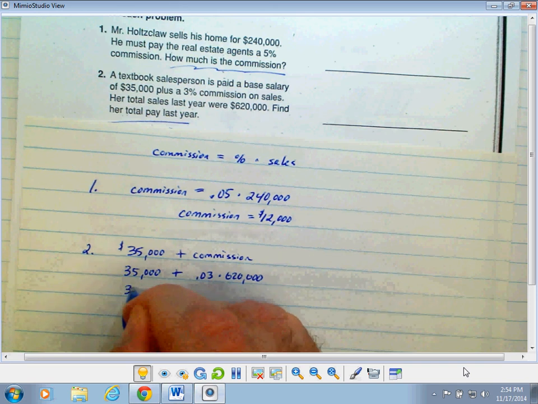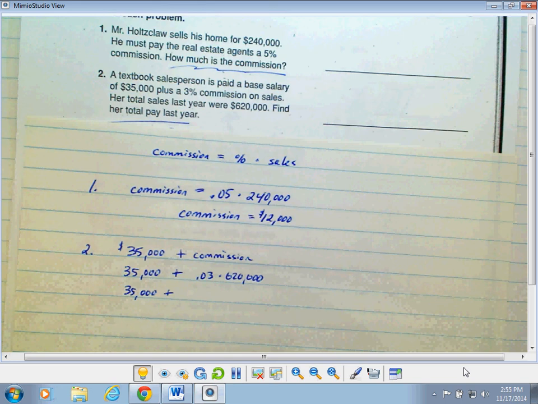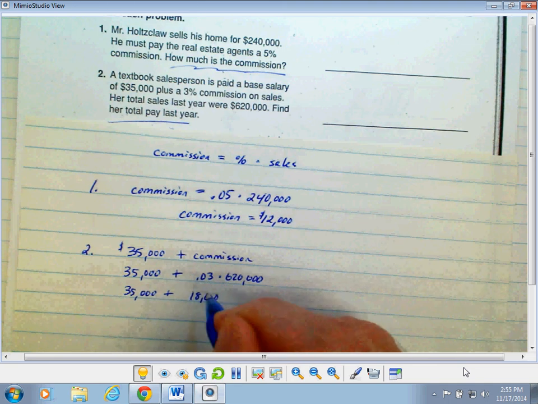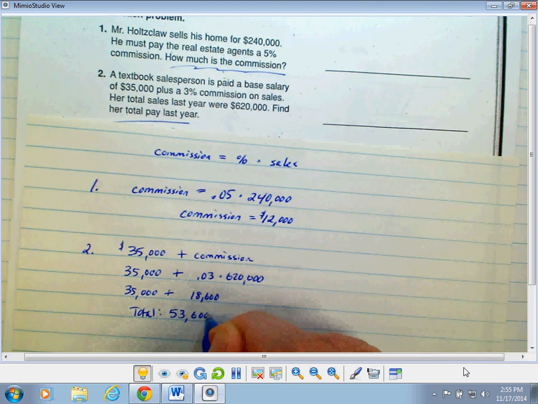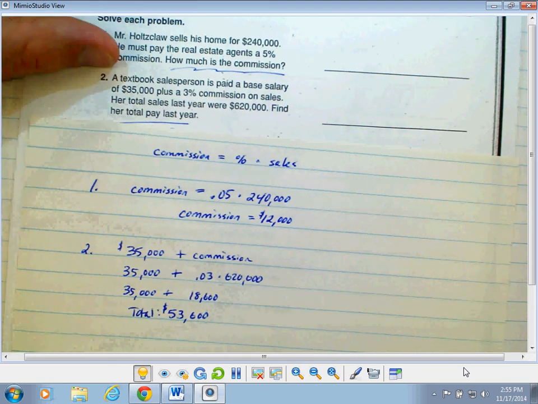So if we take 0.03 times 620,000 on our calculator, it's going to come out to $18,600. So her total pay is the two of them added together, $53,600. So she gets a pretty nice bonus. Alright, and then finally, let's look at number three.